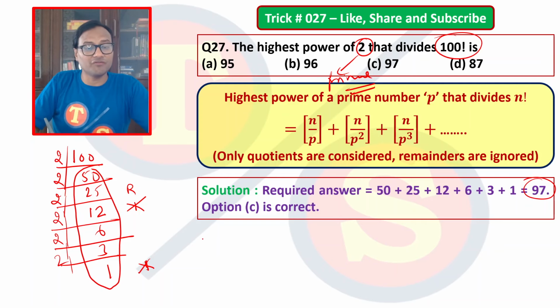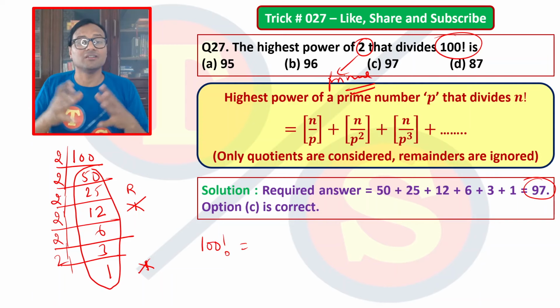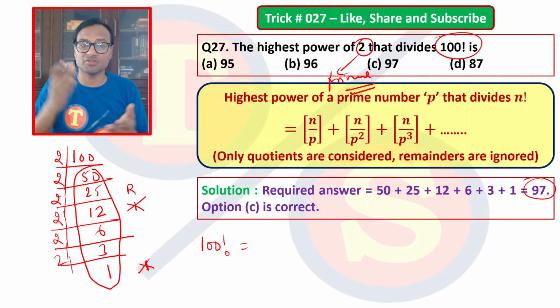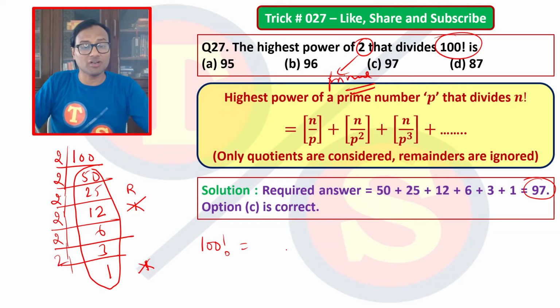So when you try to factorize 100 factorial, the product of first 100 natural numbers. 100 factorial means what? The product of first 100 natural numbers. 1 into 2 into 3 into 4 into 5 up to 100. So this product, when you try to factorize it into smallest factors, then 2 to the power 97 will be there. Similarly, you can calculate applying the same method.